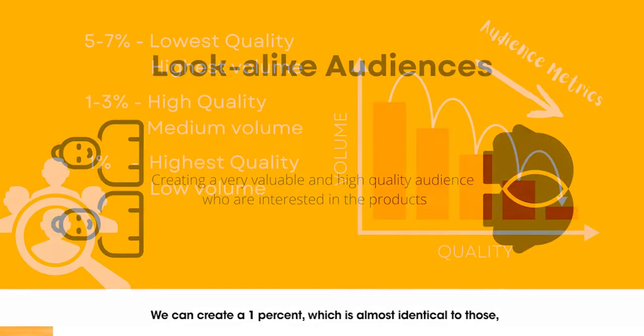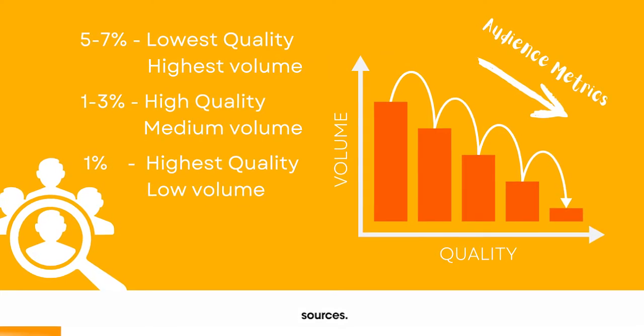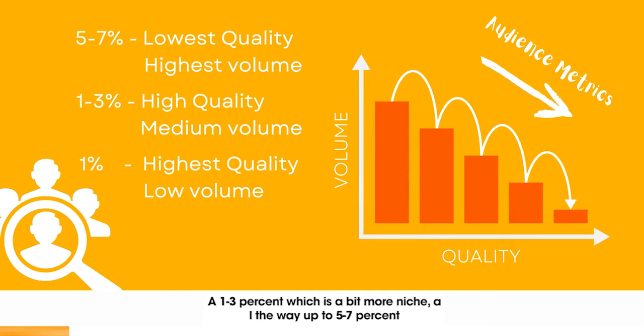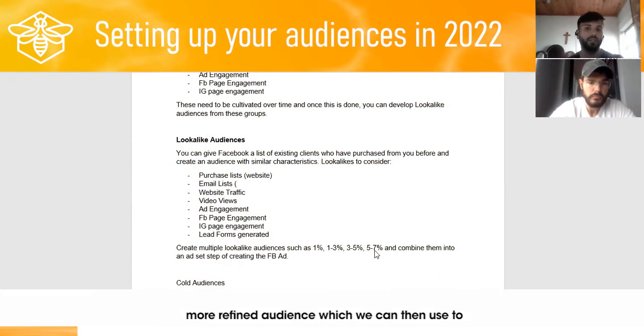And using this tool at the bottom here, by creating a lookalike audience, we can create a 1%, which is almost identical to those sources, a 1 to 3%, which is a bit more niche, all the way up to 5 to 7%. And then once we combine those, we get a nice, more refined audience, which we can then use to direct our ads towards.